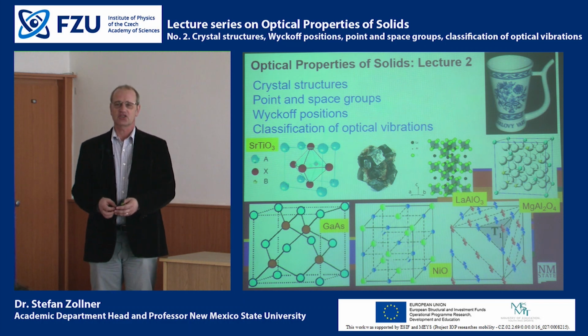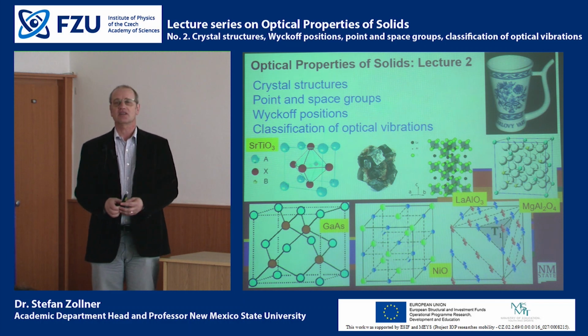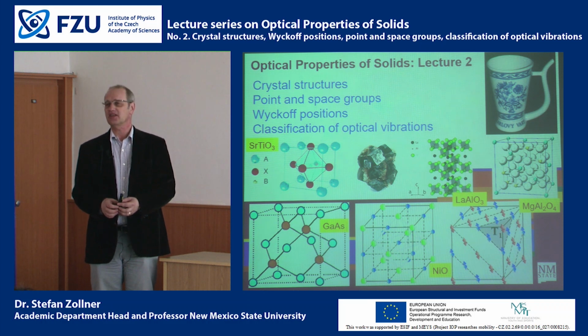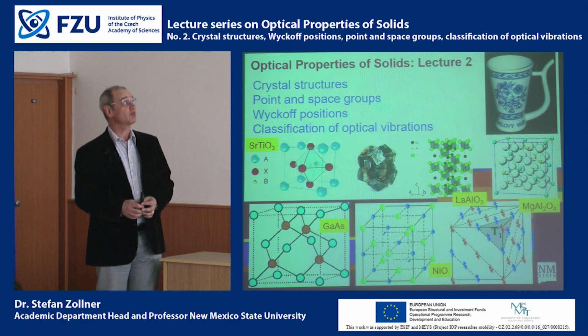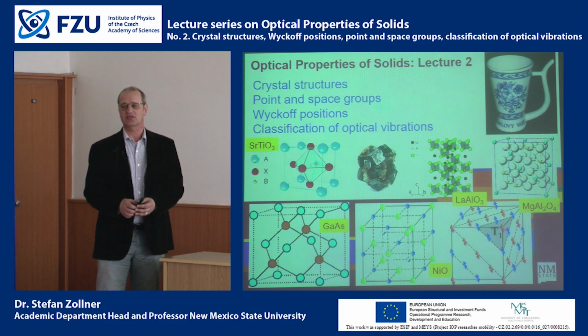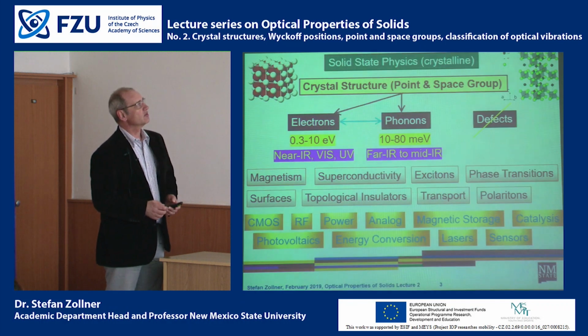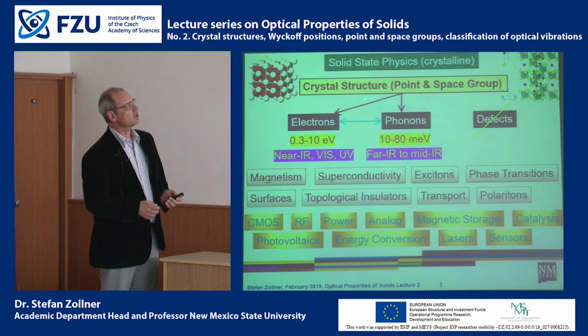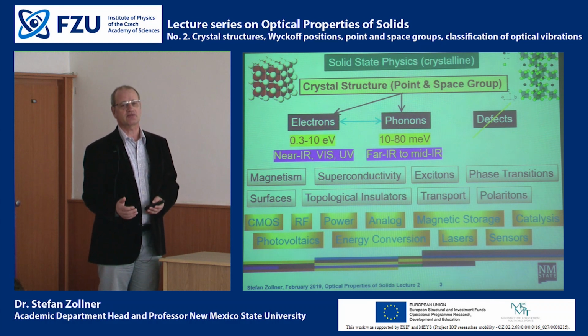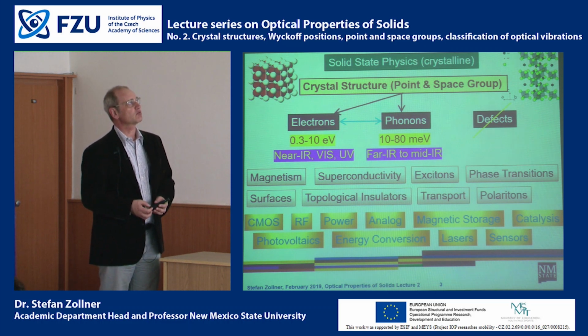So this second lecture deals with the structural properties of solids. And since the entire series is about optical properties of solids, you might ask, well, why are we looking into the structural properties? And the reason is this slide, which I showed you earlier, that the electronic and vibrational properties of solids are derived from their structural properties, and therefore, in order to understand the electronic and vibrational properties, we should start with understanding the structural properties.